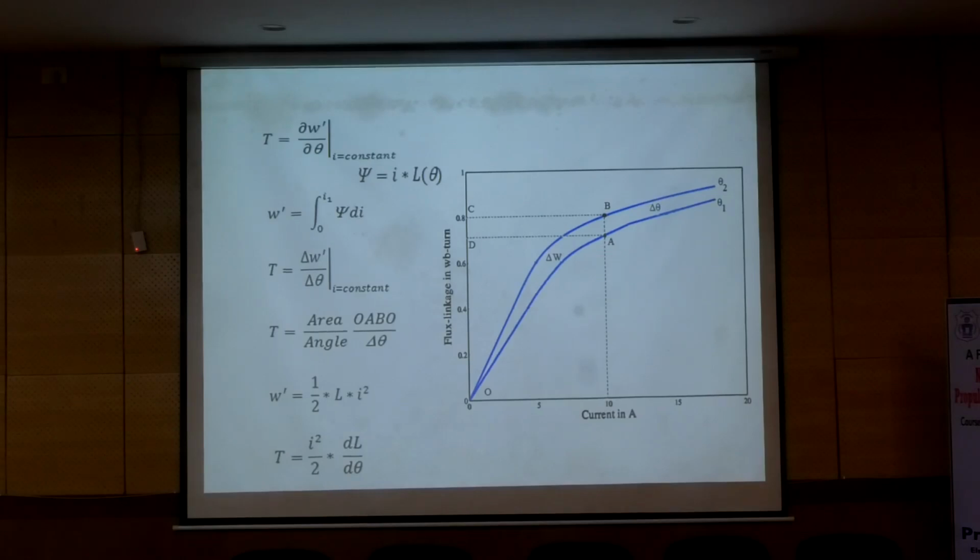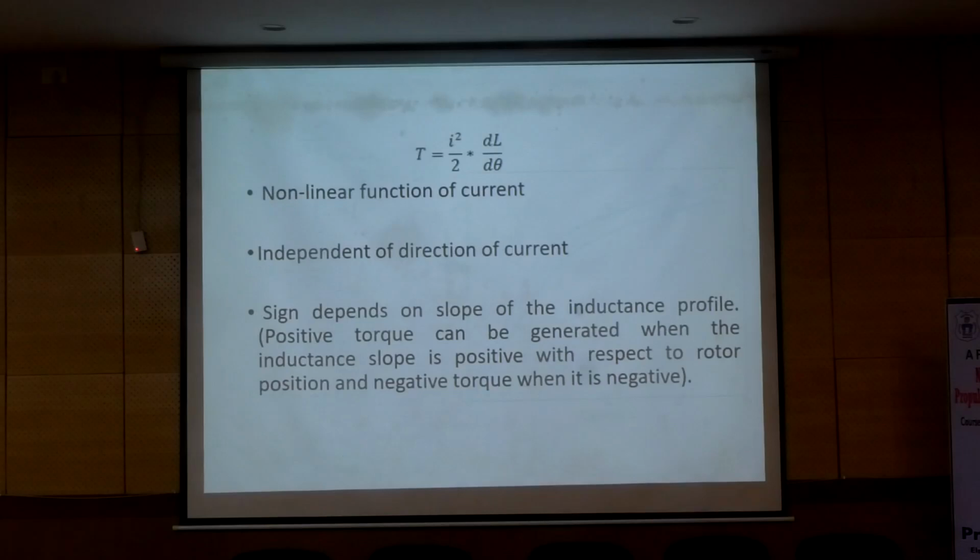And if you look at this torque equation, the torque is a function of the square of the current. What does this I squared mean? It means the torque also becomes more nonlinear, with I squared and dL by dθ here. So the torque is a nonlinear function of the current. It's not a linear function. And moreover, it depends on the direction of the current as well.